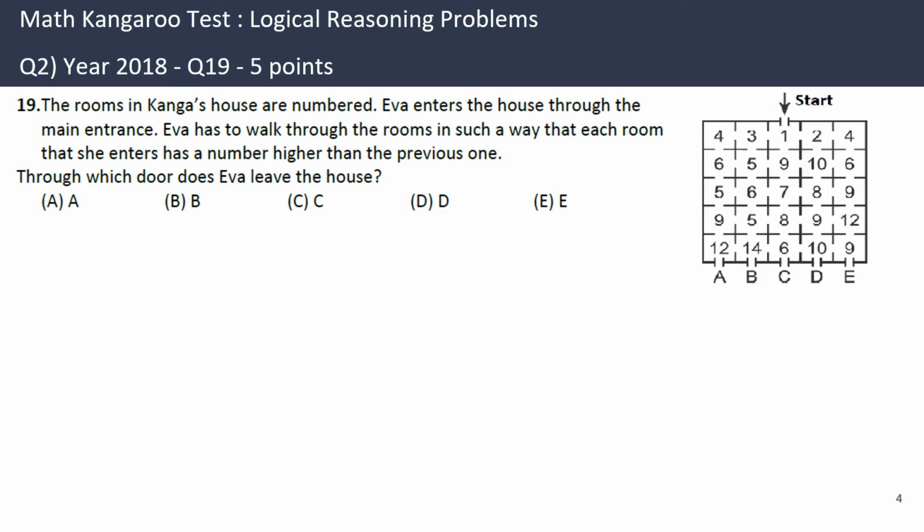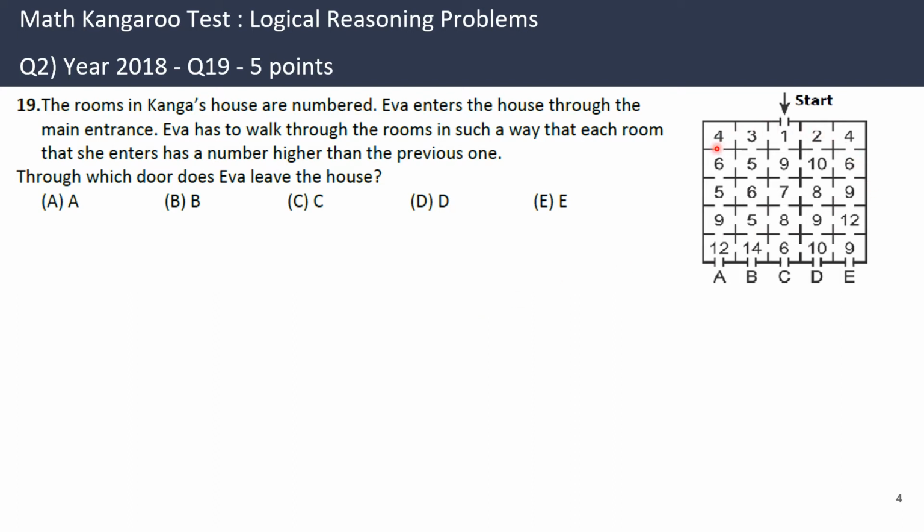Question 19, year 2018. This carries 5 points. The rooms in Kanga's house are numbered. Eva enters the house through the main entrance. Eva has to walk through the rooms in such a way that each room that she enters has a number higher than the previous one. Through which door does Eva leave the house?